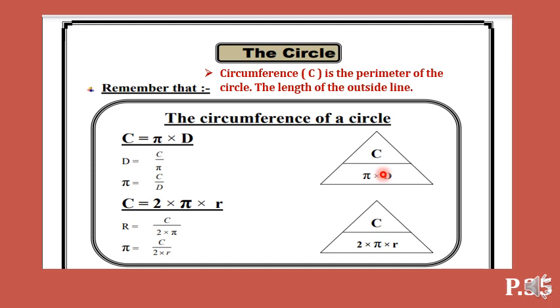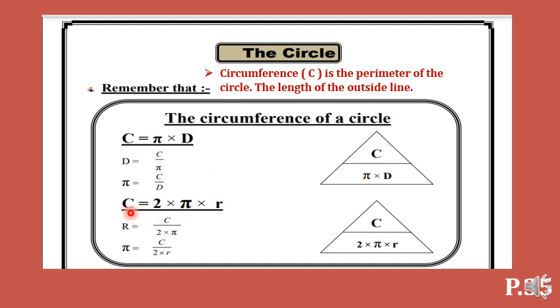D, what's left after hiding D? We have C over pi. So D equals C over pi. If I want to find pi, pi equals C over D. Here we have it. Whenever we want to find pi, we are going to have the same answer. Pi equals 22 over 7 or 3.14.